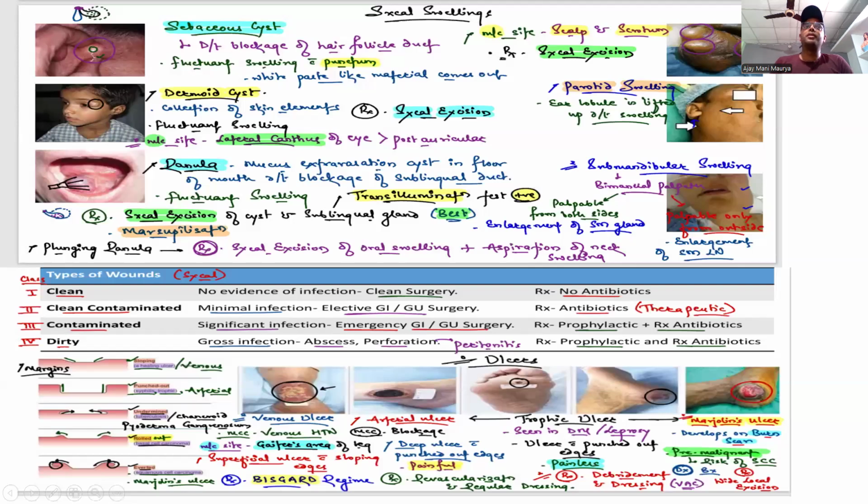And also, guys, please remember these. These are some swellings: sebaceous cyst, dermoid, ranula, and this particular swelling.